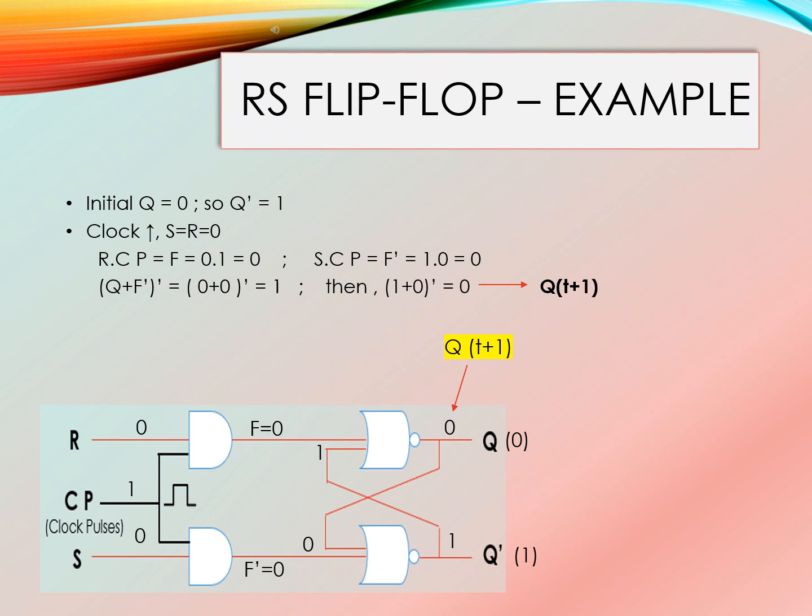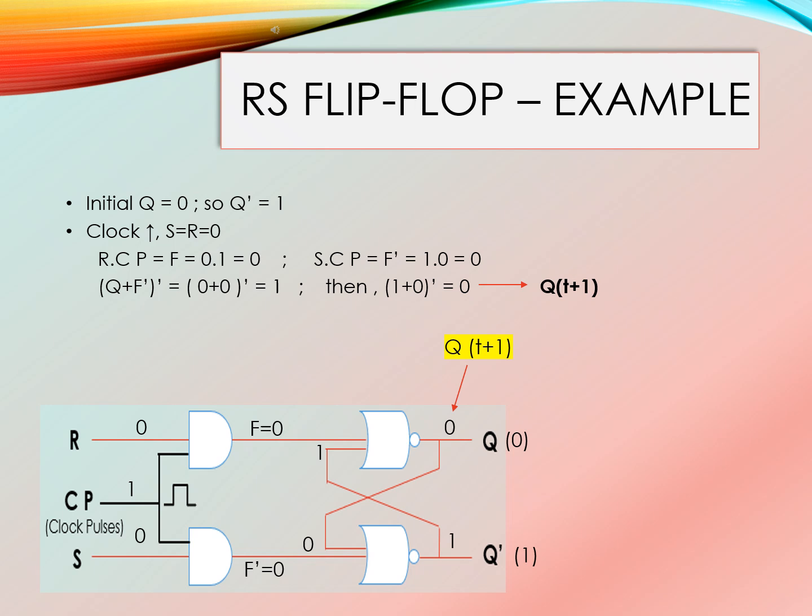latch. First of all, R equal to 0 and clock pulse is 1. So 0 AND 1 equals 0, which remains as the output of the gate, f. Then clock pulse equal to 1 and S equal to 0. So 1 AND 0 equals 0, which remains as f prime.